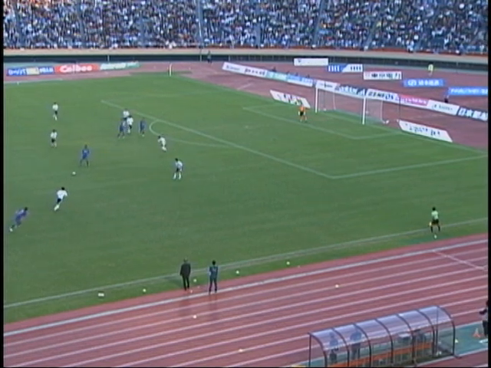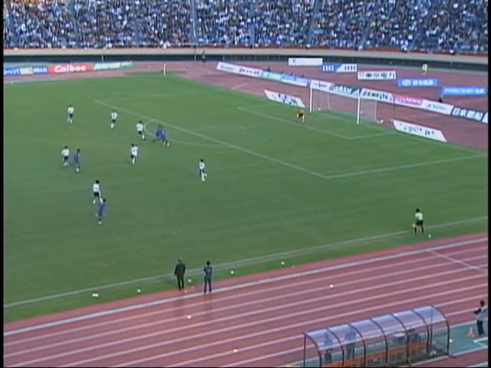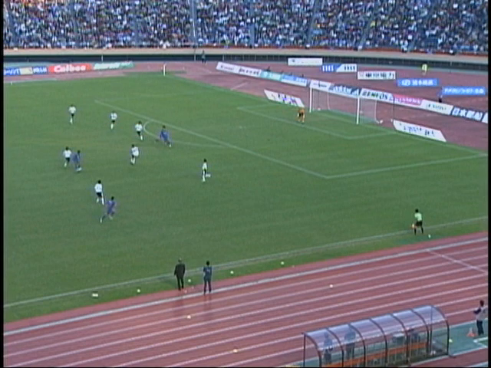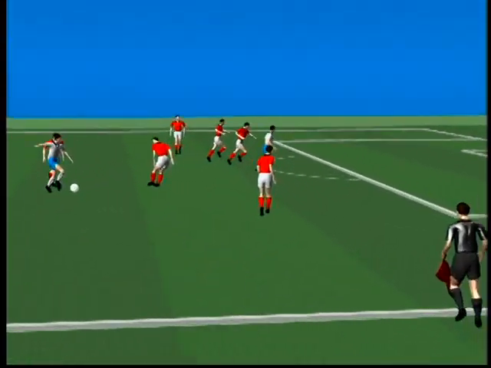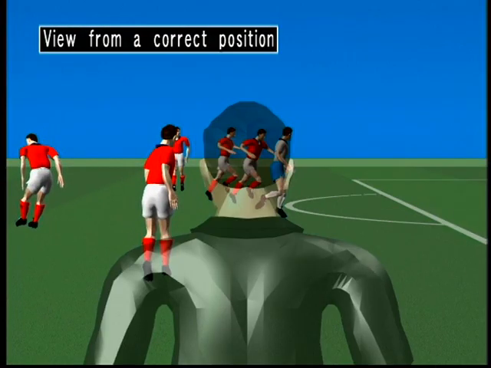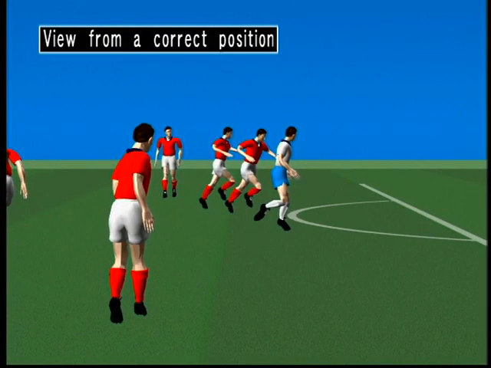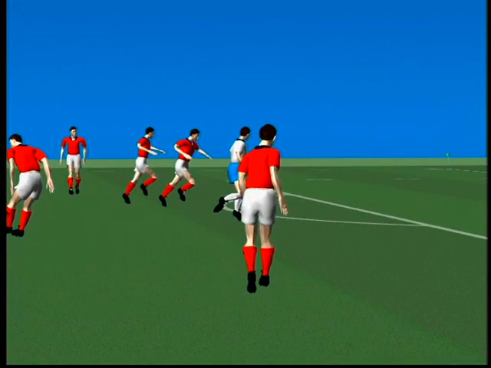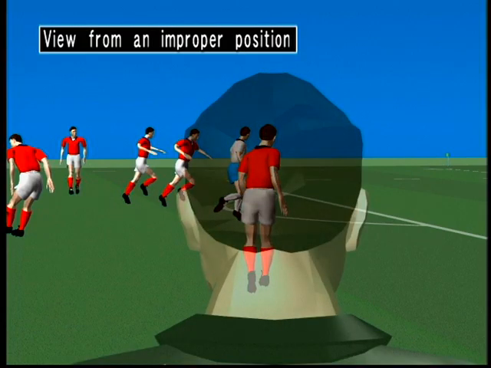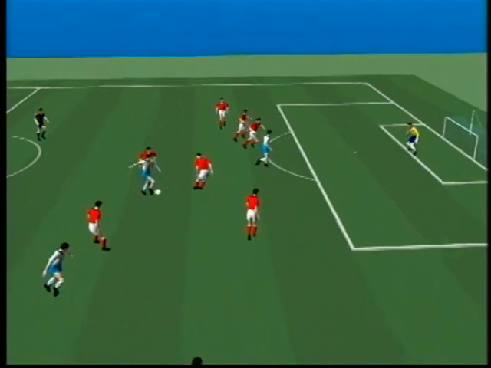Let's compare good and bad examples of positioning. If the assistant referee takes a proper position as we see here, he is in a position to accurately judge the offside offense. If the assistant referee is in the wrong position as we see here, he cannot make an accurate decision because his line of vision is obstructed by players moving back and forth in his field of vision.